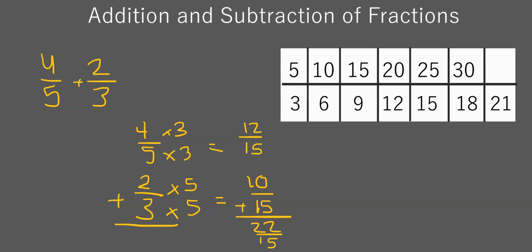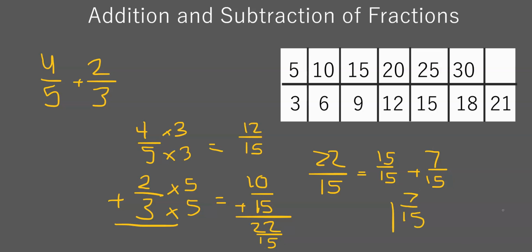And I get 22/15. Now this is an improper fraction, and they don't need to stay this way. I like to see it as a mixed number. So we can think of 22/15 as 15/15 and 7/15. Now 15/15 is the same as 1, and then we have 7/15. So our answer is 1 and 7/15.